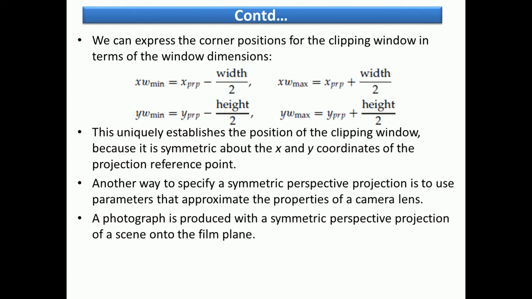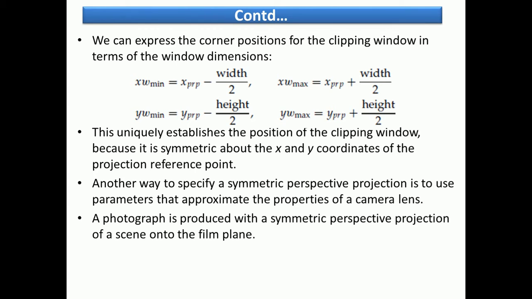Here we could specify a symmetric perspective projection view of a scene by using the width and height of the clipping window instead of the window coordinates. This uniquely establishes the position of the clipping window because it is symmetric about the x and y coordinates of the projection reference point.